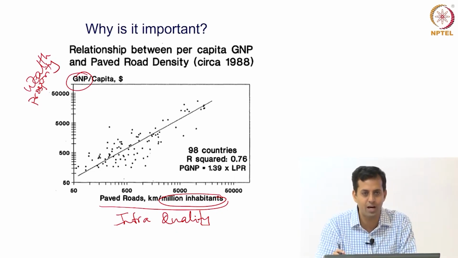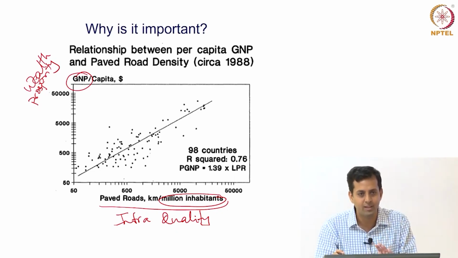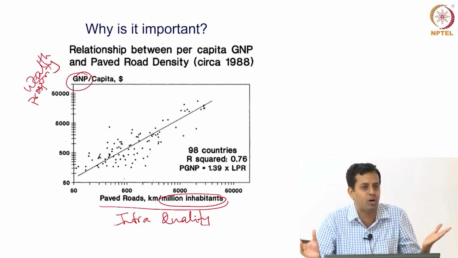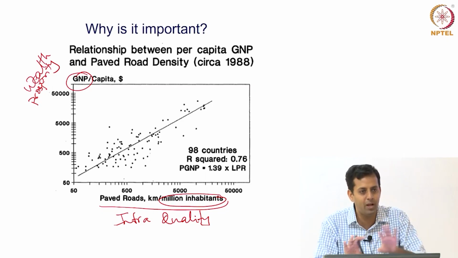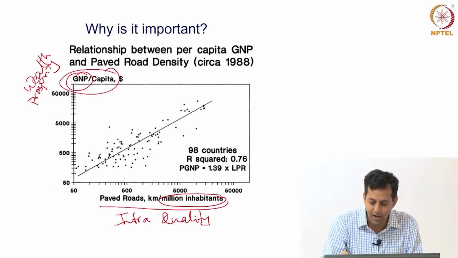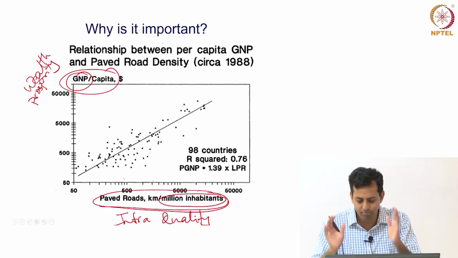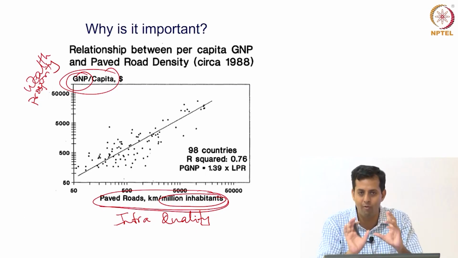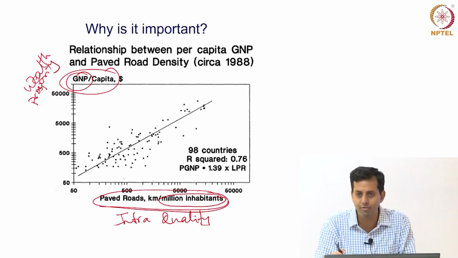Similarly, you do it with the gross national product as well. Again, same reason. The absolute production of a country like India might be much higher than many other countries just because we are large. So you divide it by population to normalize, okay? So he plots GNP per capita by paved roads per million inhabitants, right? So he normalizes the two, but still on the y-axis you have wealth, on the x-axis you have quality of infrastructure, right? And what does he find?